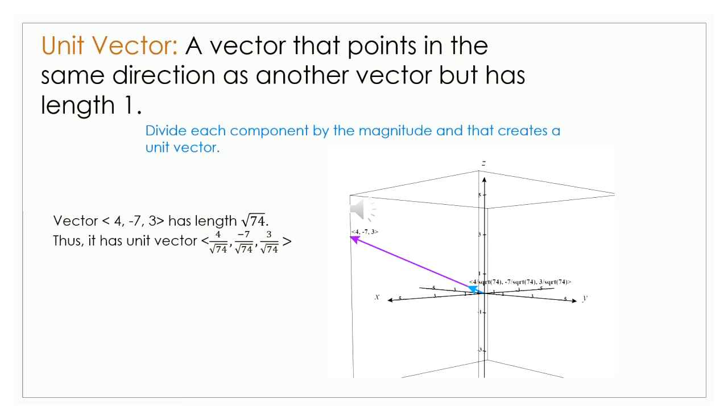You can see in our diagram here, I have the vector 4, -7, 3. It has length square root of 74, but then, little tiny but pointing in the same direction, is its unit vector. The numbers are kind of messy for the unit vector, but the concept is fairly straightforward. Divide each component by the length of your vector, and you will create a vector that points in the same direction but has length 1.